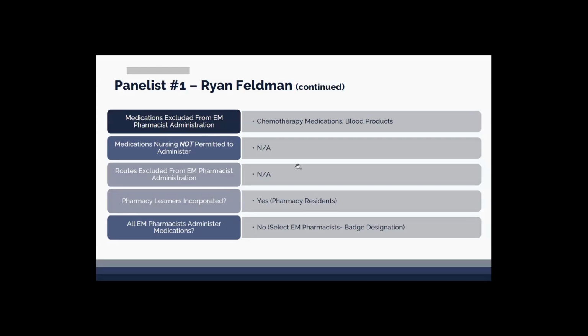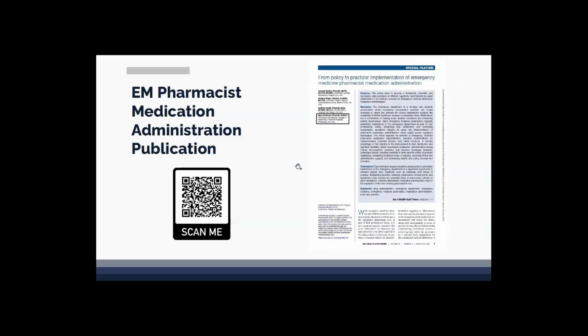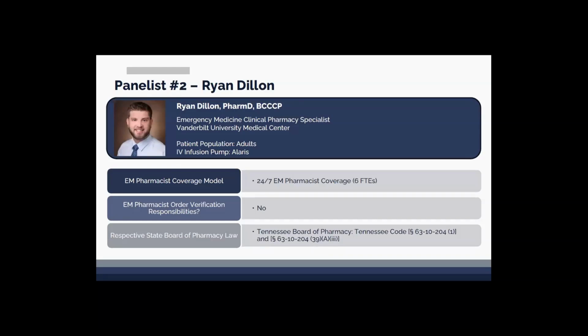Perfect. Thanks, Ryan. I will turn it over to our second Ryan, Ryan Dillon. I did also include here on the slide a publication from Ryan Feldman, published in AJHP. It's a really great publication if you are interested in some of the logistics with EM pharmacist medication administration. A lot of these things we'll be going through today, but they've got a great publication. So I've included a QR code there that will link out to that specific publication.